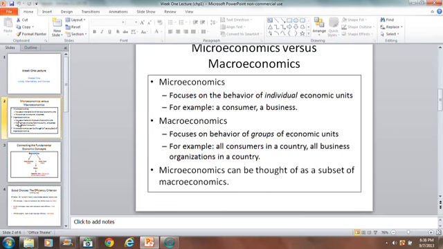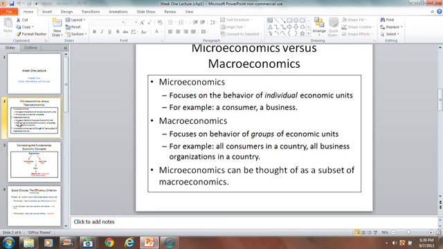First thing we will look at is we need to make a distinction between microeconomics and macroeconomics. In this class, microeconomics, we focus on individual economic units. For example, we'll look at the behavior of a consumer. We'll also look at the behavior of a particular type of business. So the focus here is on individual economic behavior.